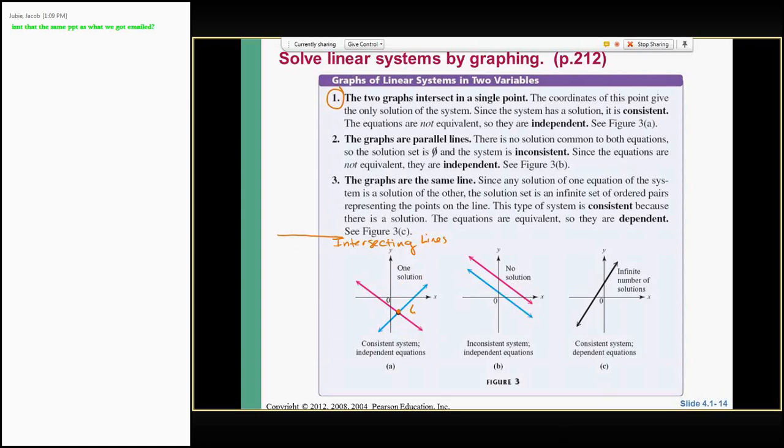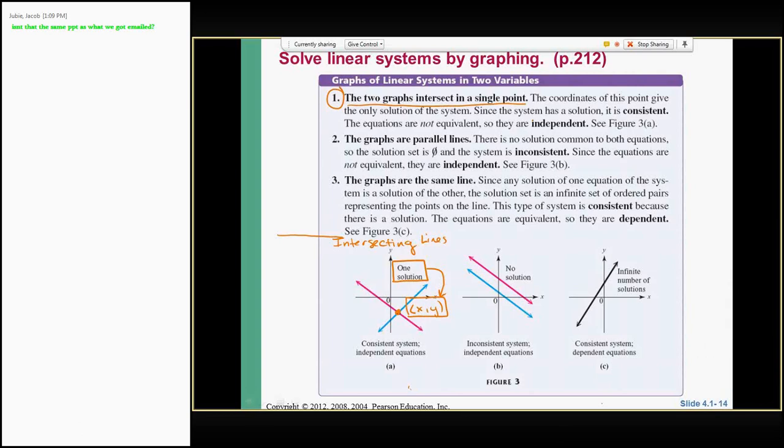This point, we'll call it (x, y) here because I don't know what the coordinates are, but your solution is just that one solution, and it is your point, wherever they intersect. Okay? Now, they might ask you, and that's what this is talking about, 2 lines intersect at a single point. So that solution is your point right here, and whatever that point is there. Now, they might ask you what type of system it is.